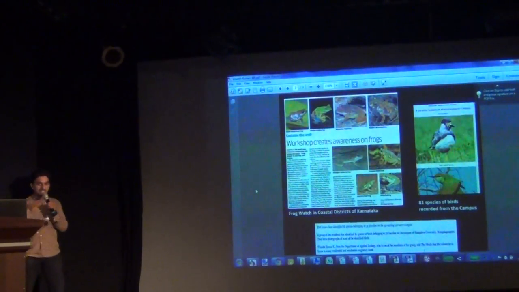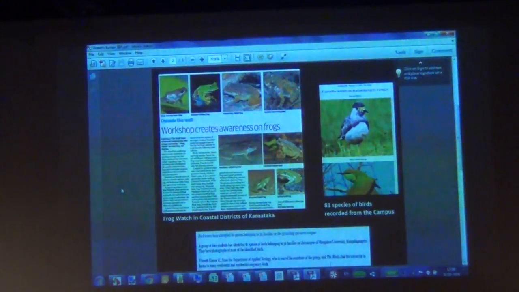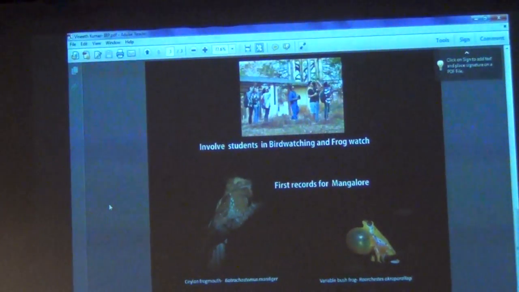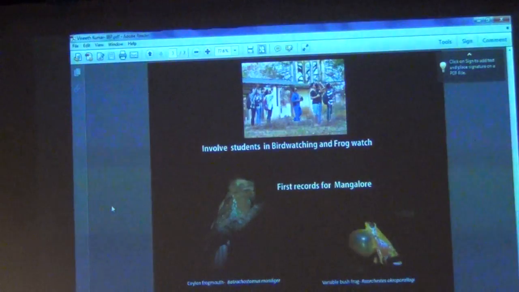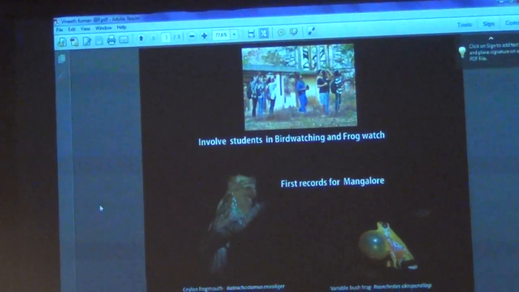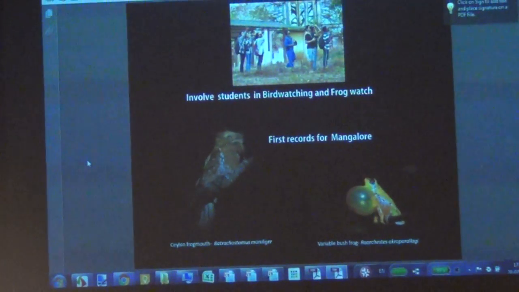And recently we did the campus bird count where we recorded around 77 species of birds. These are some of my friends who are doing bird watching, you can see that. I take my friends as well so that they'll also learn something. These are some of the first records for Mangalore from the campus. You can see that 120 acres of land has real diversity.